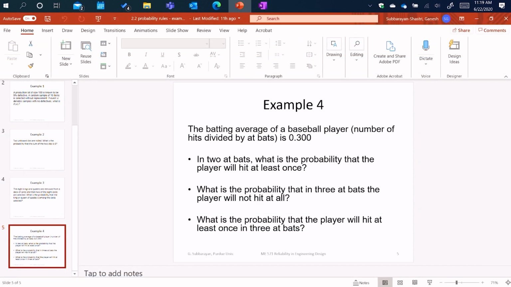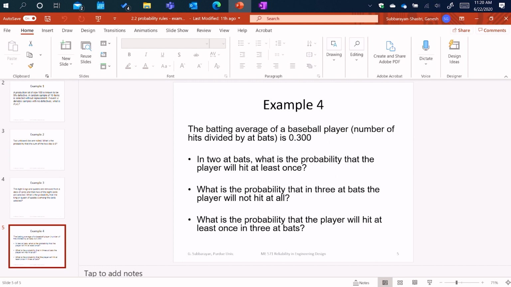So here's a baseball example. The batting average of a baseball player, the number of hits divided by at-bats, is 0.300. Baseball batting averages are written to 3 decimal places, 0.300, and that's considered an excellent batting average. So in 2 at-bats, what's the probability that the player will hit at least once?